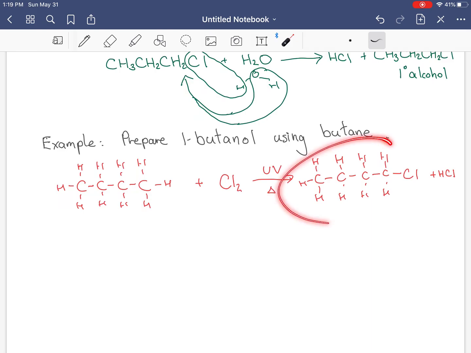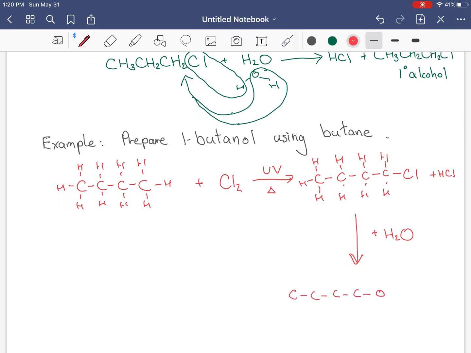So let's say we are only interested in this one, and then we're going to continue with this reaction. By continuing the pathway, we're going to react this with water. In a form of substitution, chlorine will be replaced, so the OH will be bonded to this carbon right there. So this is what you're going to get. That's the pathway in terms of how to prepare a primary alcohol from an alkane.